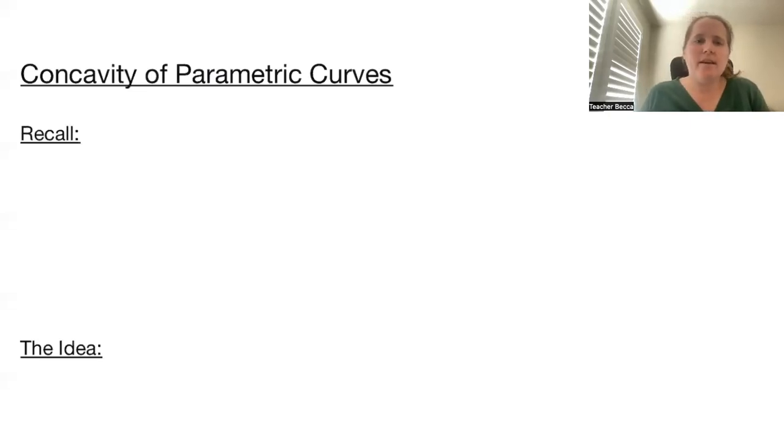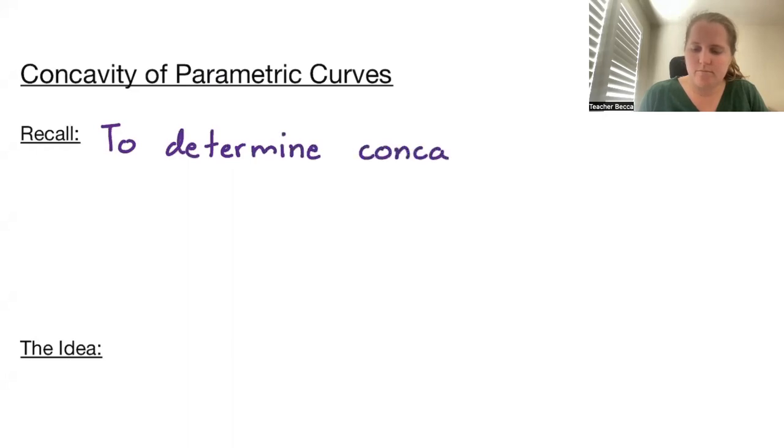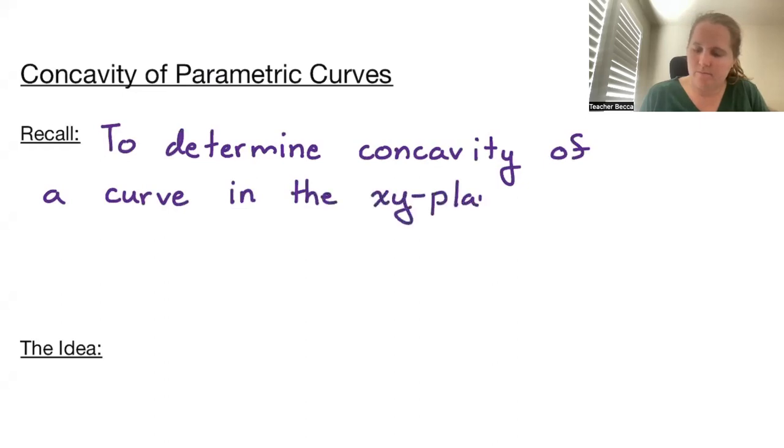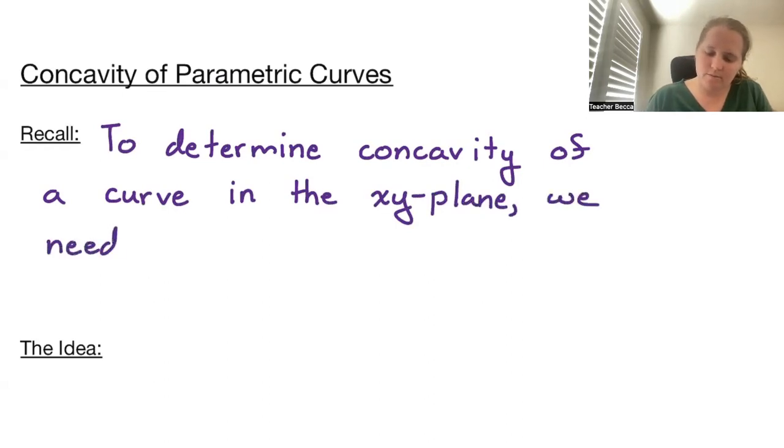Welcome to concavity of parametric curves. So recall, to determine concavity of a curve in the xy plane, we needed to find the second derivative.